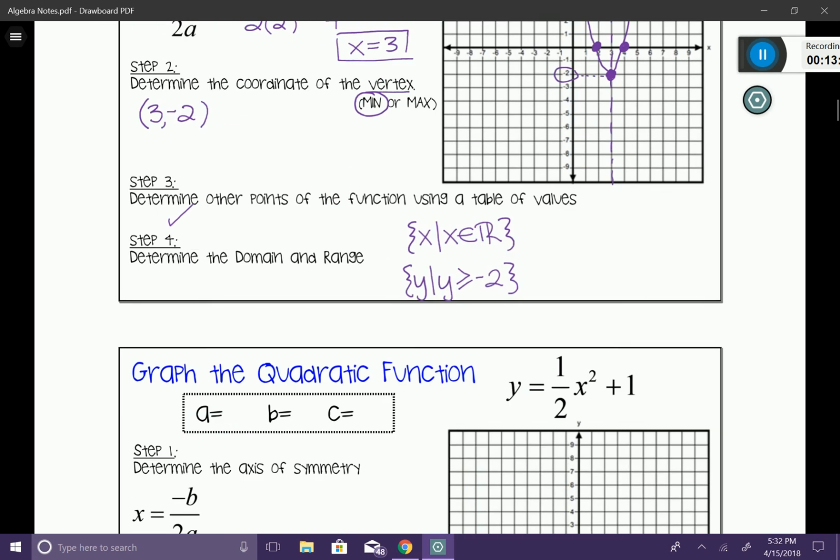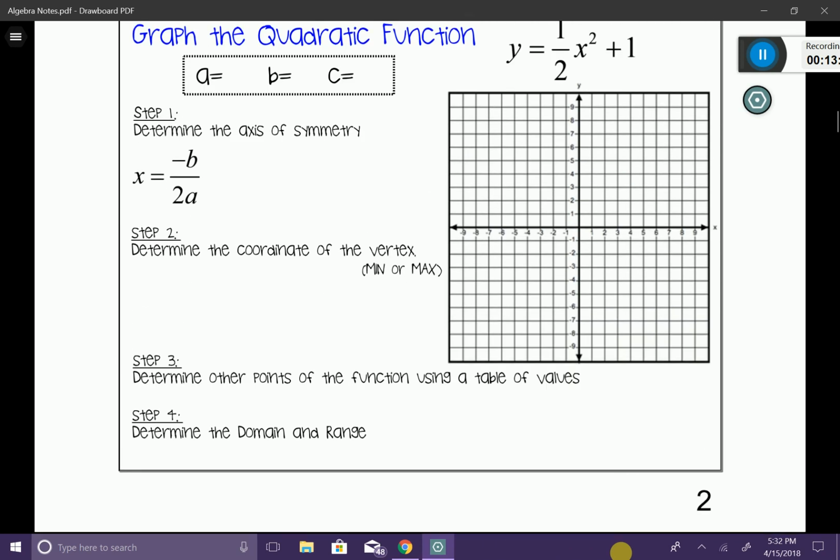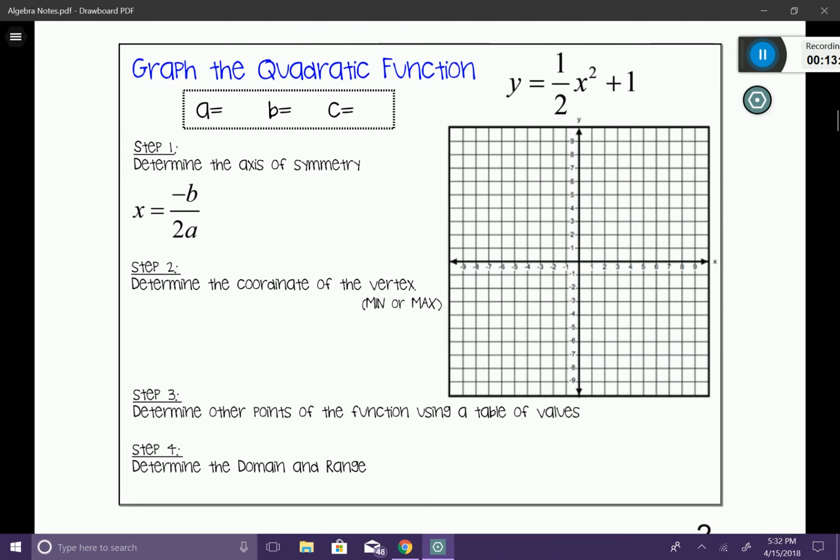Okay, I have a couple more here for you. Actually, I think I have one more for you. Let's take a look at this first one. All right, this one is slightly different because you can see that not only do I have a coefficient a that is a half, a fraction, but I'm also missing a b.